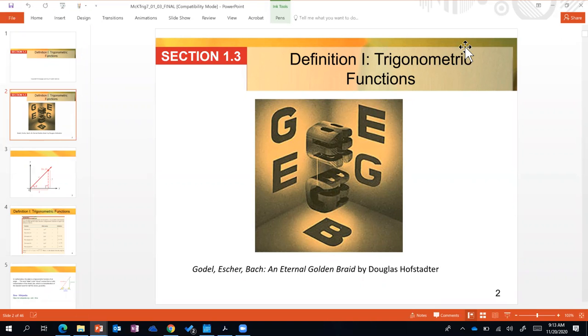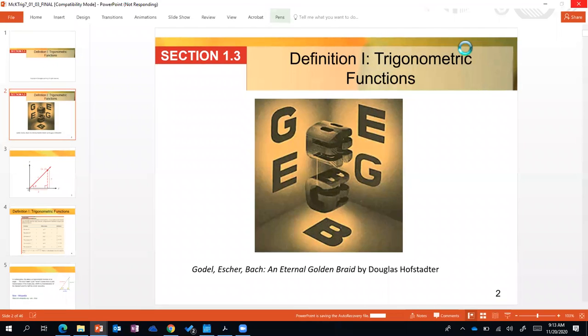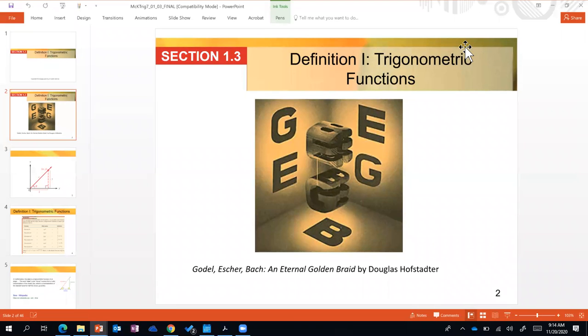So going on to the third definition of trig functions, I thought this was pretty cool. It is a block or two blocks of wood, and depending on the light that you shine on it, it forms different letters. And this is kind of like what we're doing in trig here. If you view it a different way, you have a different definition of a trig function.